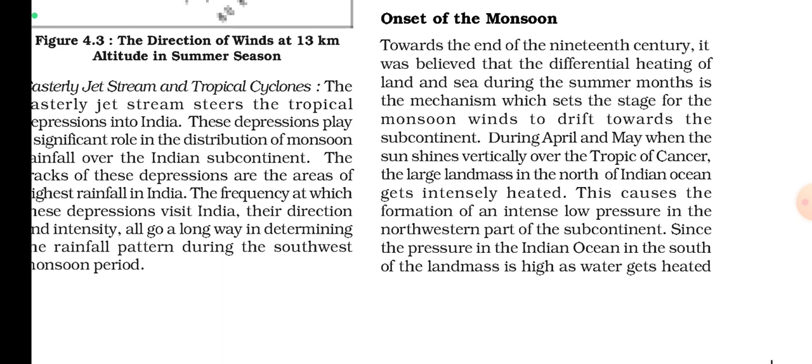Towards the end of 19th century, it was believed that the different heating of the land and sea during the summer months caused the monsoon winds to drift towards the subcontinent. During April and May, when the sun shines vertically over the Tropic of Cancer, the large landmass in the north of India gets intensely heated. This causes the formation of intense low pressure in the northwestern part of the landmass.